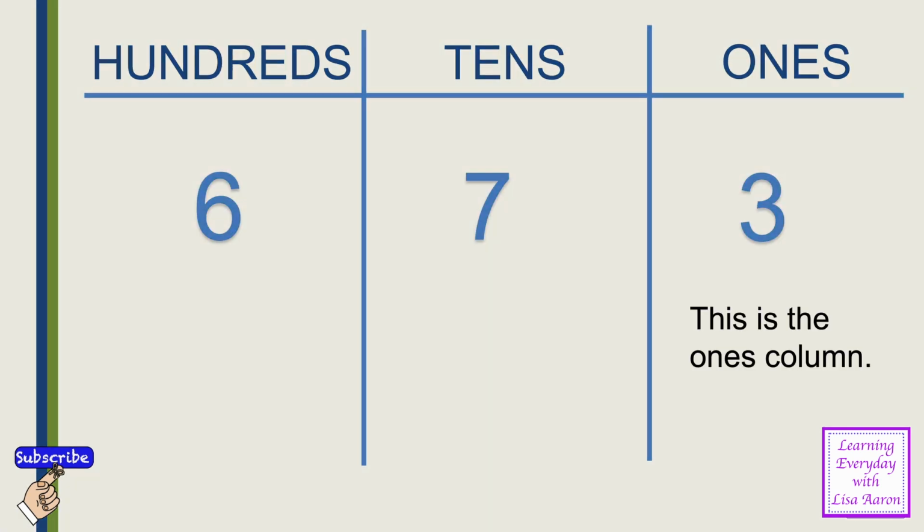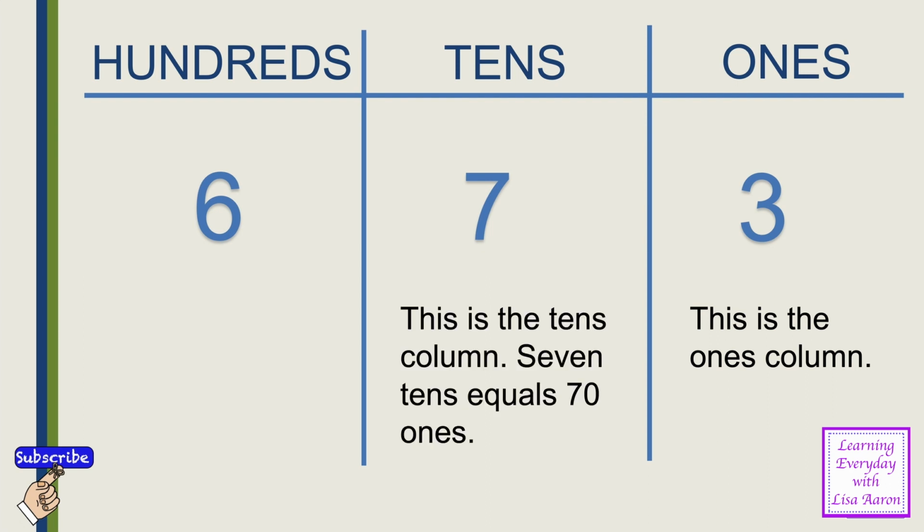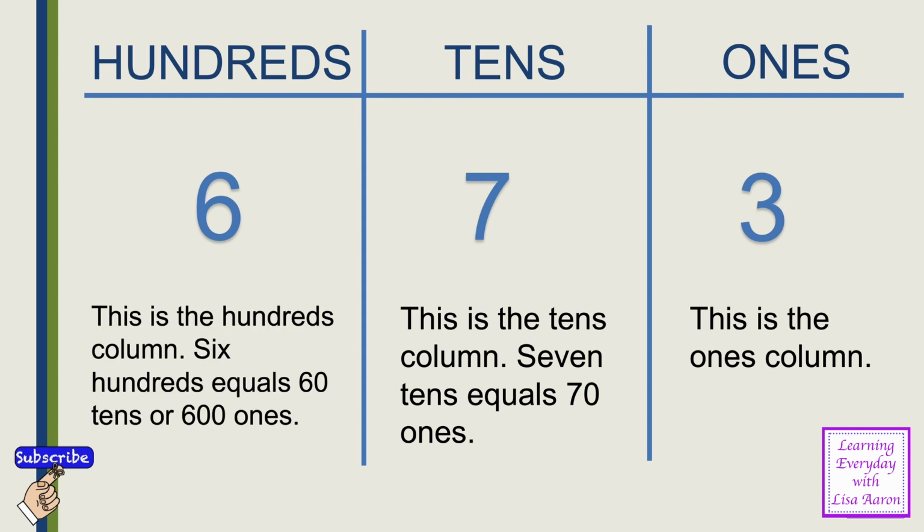This is the ones column. It has a 3. This is the tens column. 7 tens equals 70 ones. This is the hundreds column. 6 hundreds equals 60 tens or 600 ones. The number shown is 673.